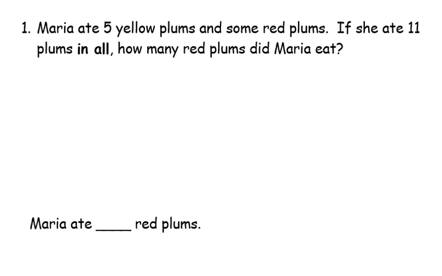Well, since we know how many plums she ate in all, meaning 11, I'm going to start with that drawing. I'm going to draw 11 circles to represent the plums, and I'm going to draw them in groups of 5 so we can see the numbers a little bit better. So I'll draw 5 here, and another 5, that makes 10, and one more to show 11. So I have the total number of plums.